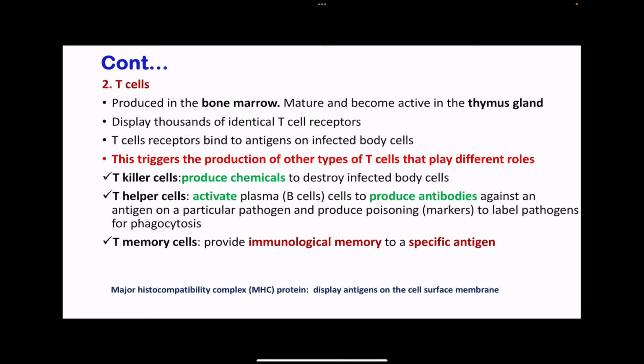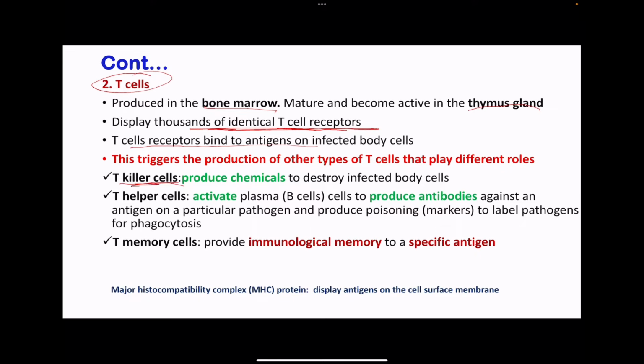The other kind of lymphocytes are the T cells. And again, T cells include the T killer cells, T helper cells, and T memory cells. So for the T cells, these are produced again in the bone marrow, and they mature in the thymus gland. They display thousands of identical T cell receptors. The T cells bind to antigens of infected body cells. When they do, this is going to trigger other types of T cells that play different roles.